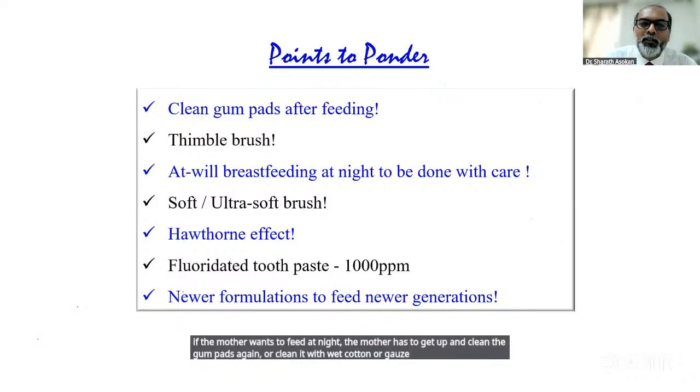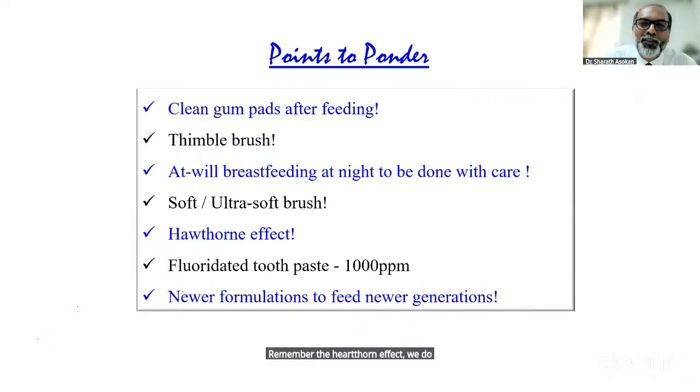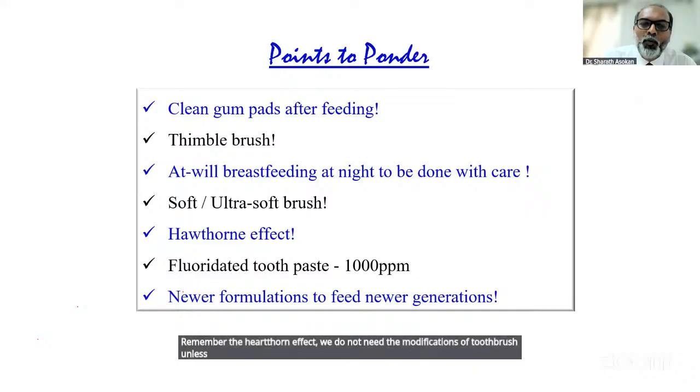Use a soft or ultra soft toothbrush for children. Remember the Hawthorne effect. We do not need modifications of the toothbrush unless it's really mandatory. Fluoridated toothpaste with 1000 ppm of fluoride is the mandate right now across the globe. Newer formulations to feed the newer generations, so we have to think about it.